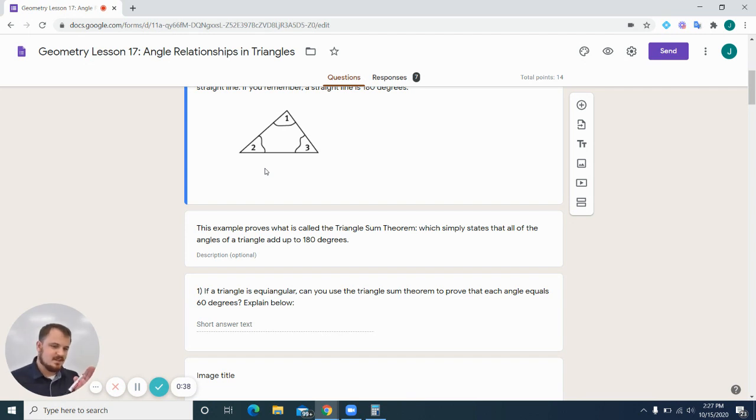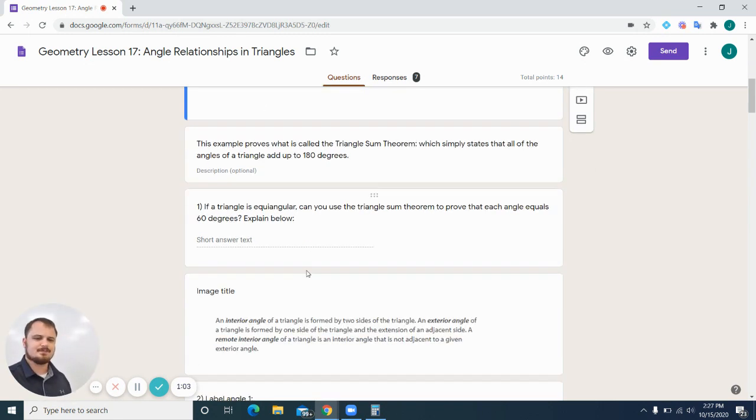So if one of them's 50 and the other is 50, you're at 100, the third has to be 80, right? You see that? Or if one of them's 40, you're at 80, the third has to be 100. I can keep on going. If one of them is 20 and the other one is 30, that's a total of 50, so the last one has to be 130 to get you 180. So basically the point is that any combination of angles in a triangle has to add up to 180.